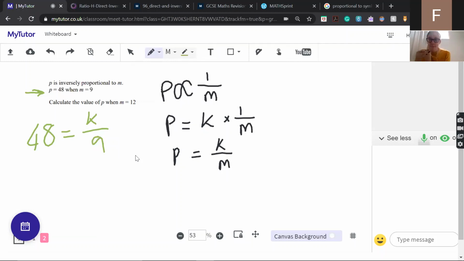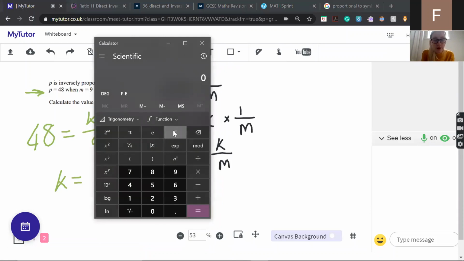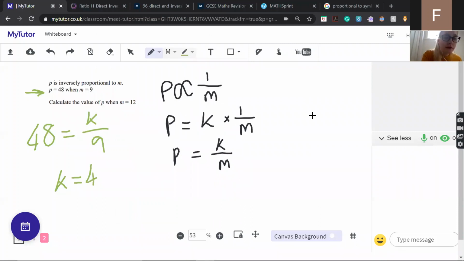I'm going to do that by multiplying up by 9 on both sides, so that I get k equals, let's see, 48 times 9, 432. So that's our value of k. Now we ignore that bit and we go over here and we can say p equals 432 over m.